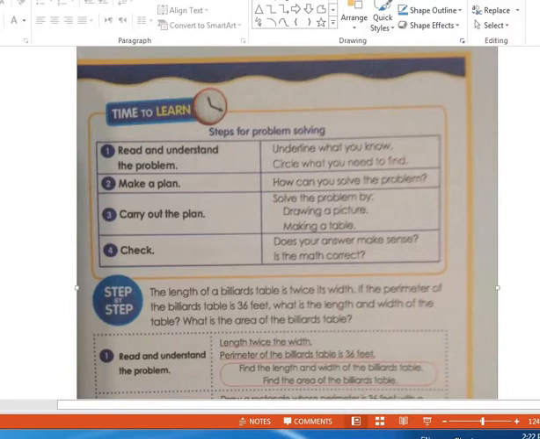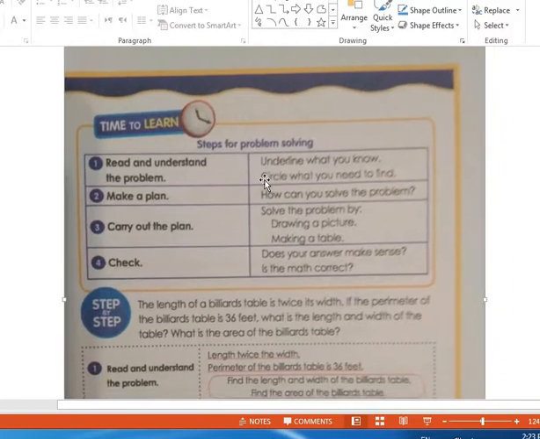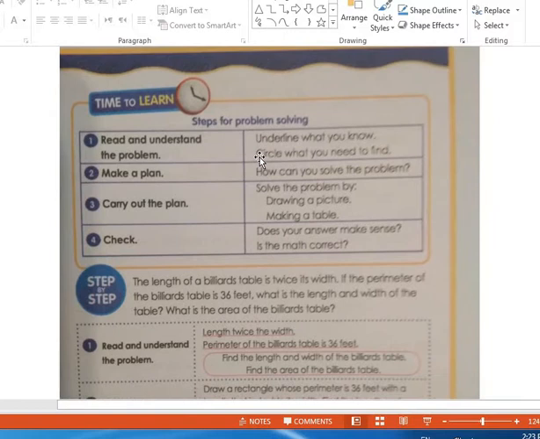Today we are going to have a lesson about how to solve problems. I have steps to solve the problem. When I have a problem, I first begin with reading and understanding the problem. First thing I should follow is to read and understand the problem.